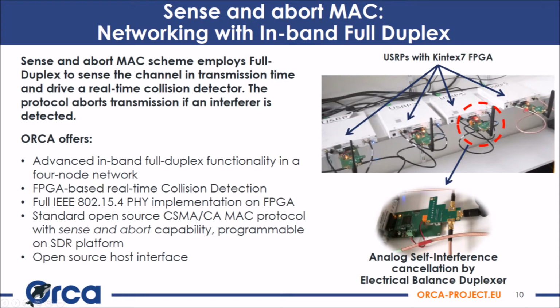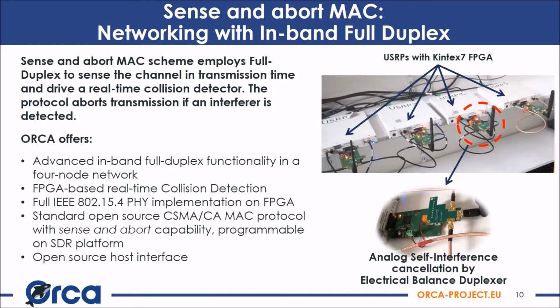The next offer is a MAC protocol functionality called Sense and Abort MAC. This offer provides an in-band full duplexer to enable bidirectional communication. As is shown in the figure here, we have one electrical balanced duplexer in each node, which attenuates the self-interference signal up to 70 dB. This capability is then employed to perform collision detection.